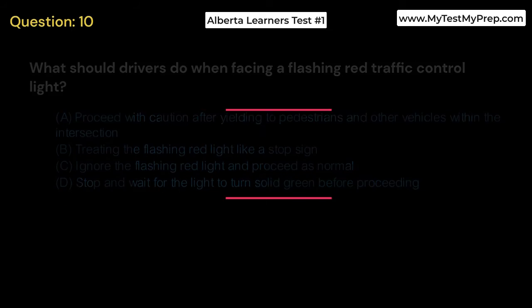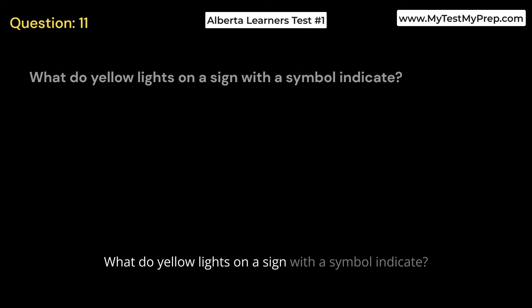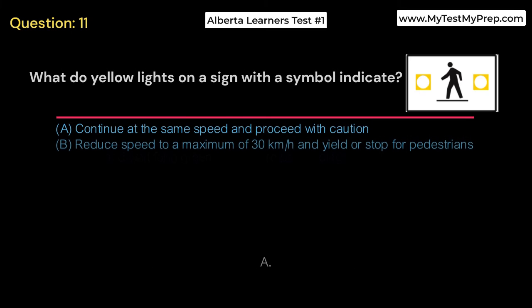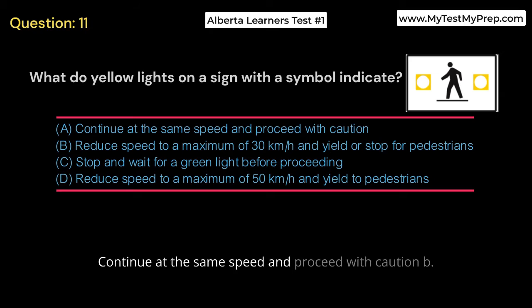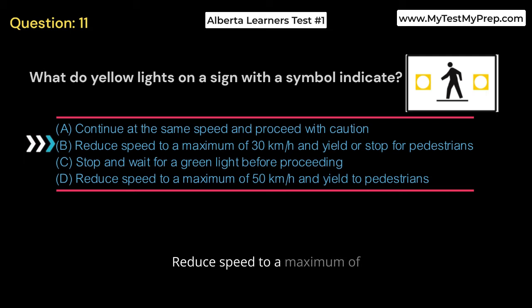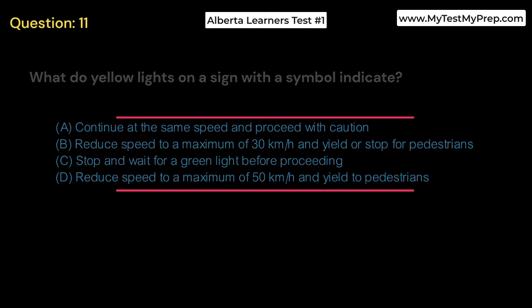What do yellow lights on a sign with a symbol indicate? A. Continue at the same speed and proceed with caution. B. Reduce speed to a maximum of 30 km per hour and yield or stop for pedestrians. C. Stop and wait for a green light before proceeding. D. Reduce speed to a maximum of 50 km per hour and yield to pedestrians. Answer B. Reduce speed to a maximum of 30 km per hour and yield or stop for pedestrians.